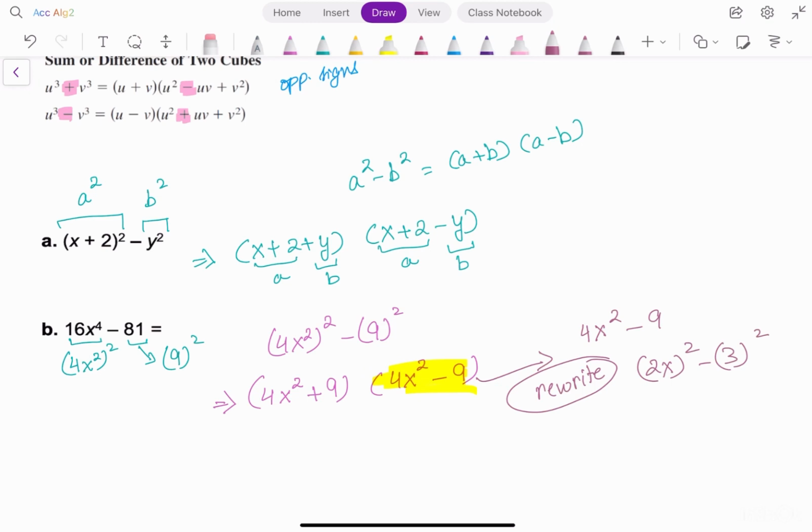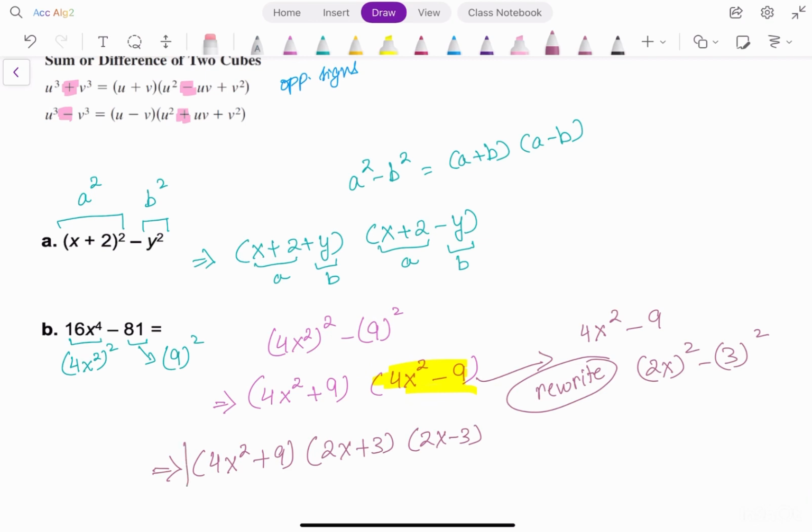Now again the pattern continues of a squared minus b squared. So I can rewrite it again. The first parenthesis will remain as it is. The second parenthesis can be simplified further as (2x + 3)(2x - 3).